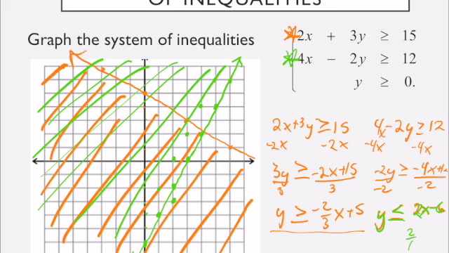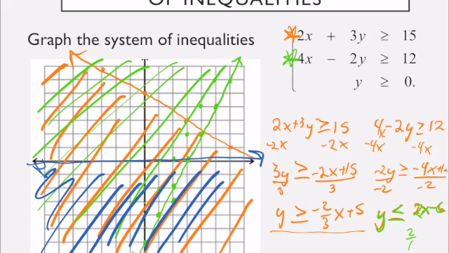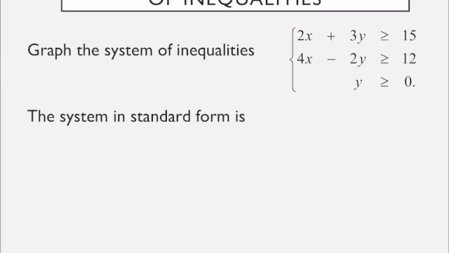Next, I have that y is greater than or equal to 0. So here's where y equals 0. And above is going to be my solution when y is greater than. So I'm going to cross out what's not in my solution. And there we have our lovely little solution area here, this little part of the plane, here to here to here. Beautiful.